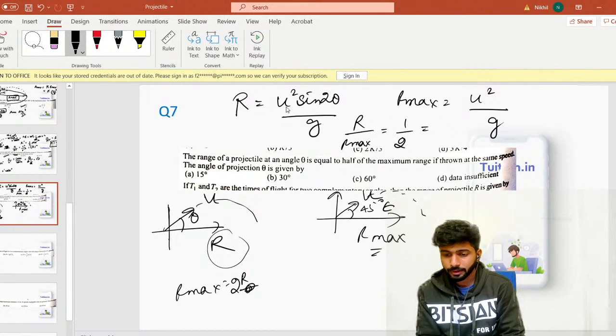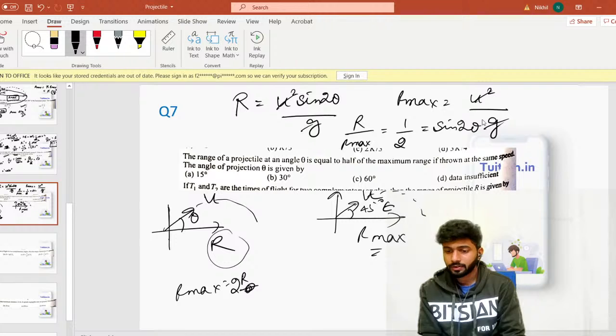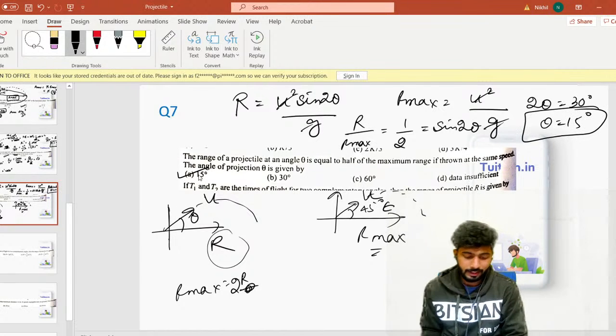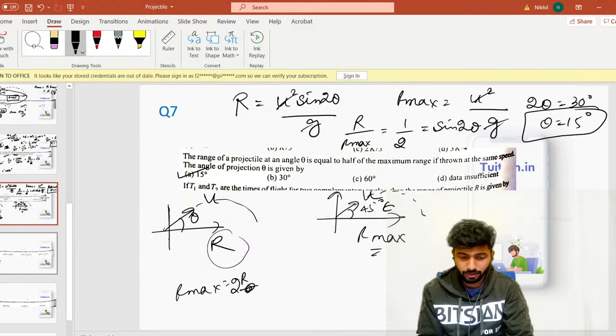So when you do R by R max, u square will get cancelled, g will get cancelled, right? So you will have sine 2 theta. If sine 2 theta is half, then 2 theta is 30 degrees and theta is 15 degrees, right? That's why the answer to the question is 15 degrees, and the 150 degrees you are able to see on the app, forget about that, you know it's wrong, right? Let's move to the next question.